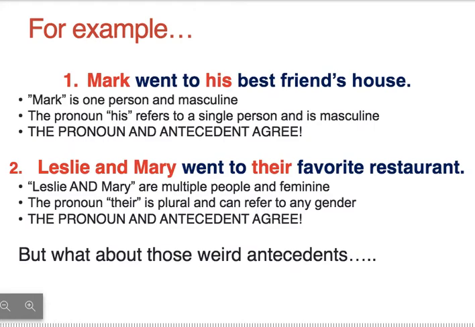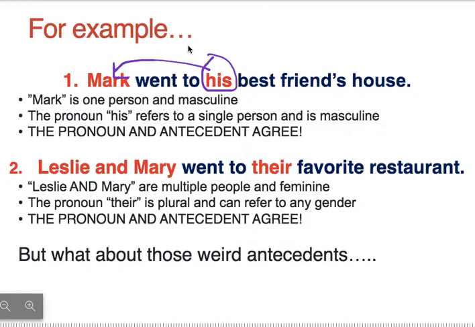So for example, Mark went to his best friend's house. Let's look at it again. Mark went to his best friend's house. His is the pronoun that we see. What is his talking about? What is its antecedent? It's his best friend's house, so it's Mark's best friend's house.